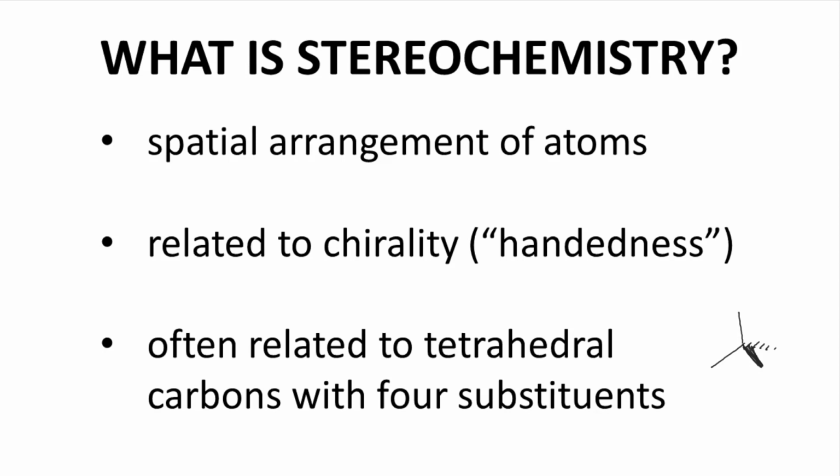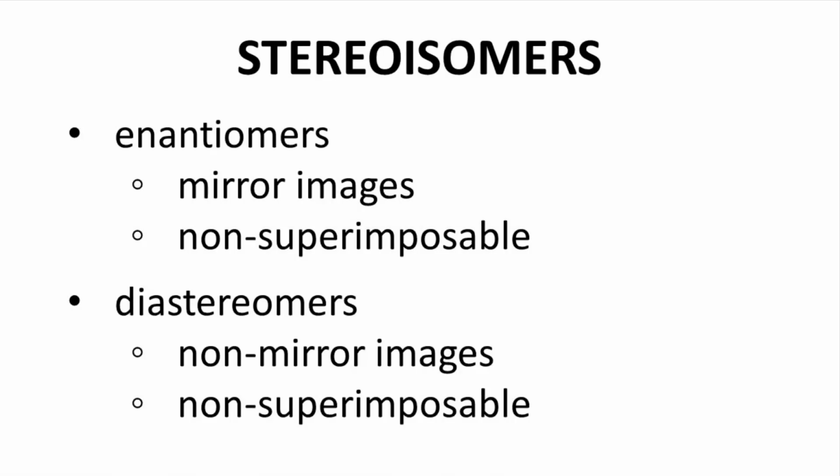The topic of stereochemistry, however, is not limited to tetrahedral carbons. We'll see one example in this video in which we'll discuss stereochemistry without a tetrahedral carbon. There are many different types of stereoisomers, but most university-level organic classes focus on just 2, enantiomers and diastereomers.